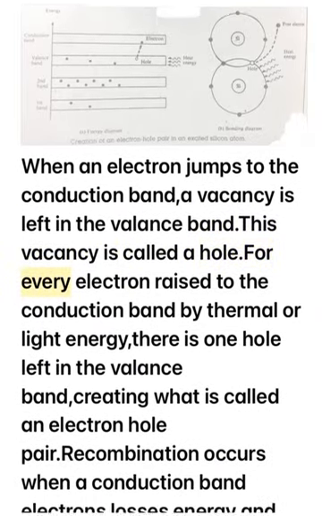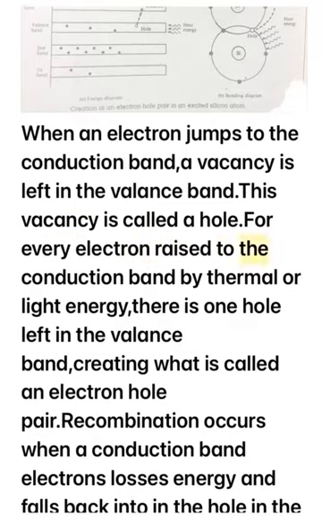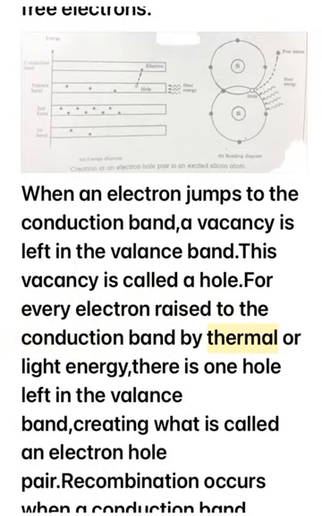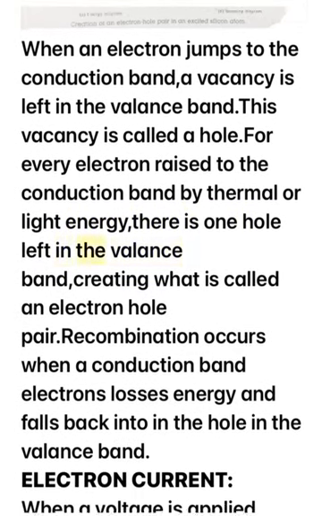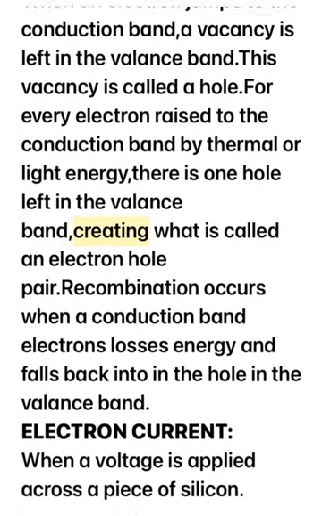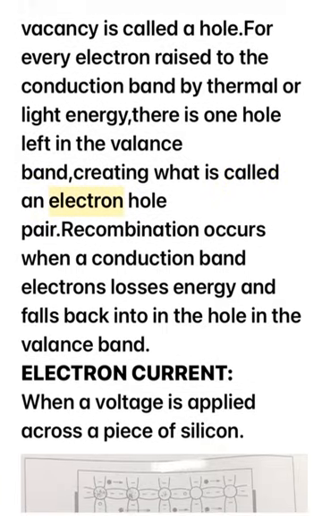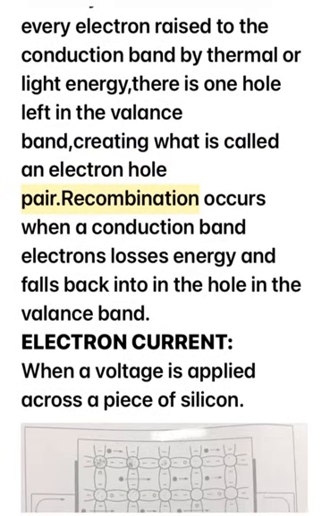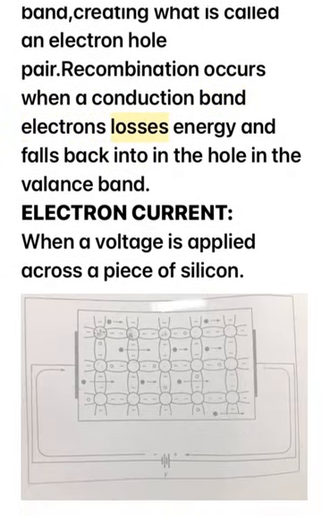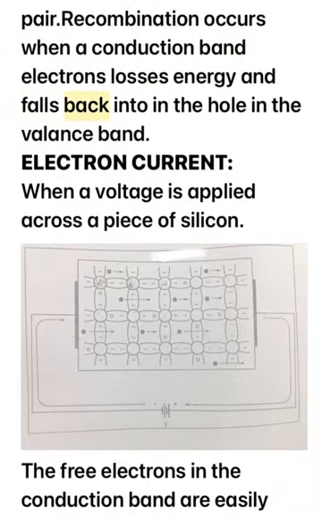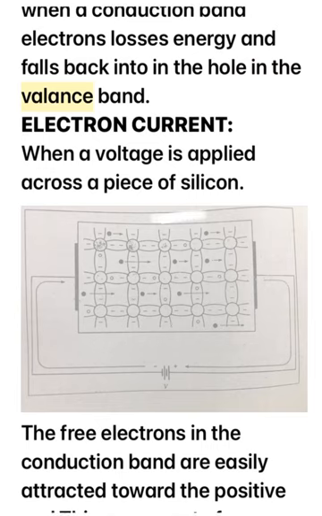For every electron raised to the conduction band by thermal or light energy, there is one hole left in the valence band, creating what is called an electron-hole pair. Recombination occurs when a conduction band electron loses energy and falls back into the hole in the valence band.